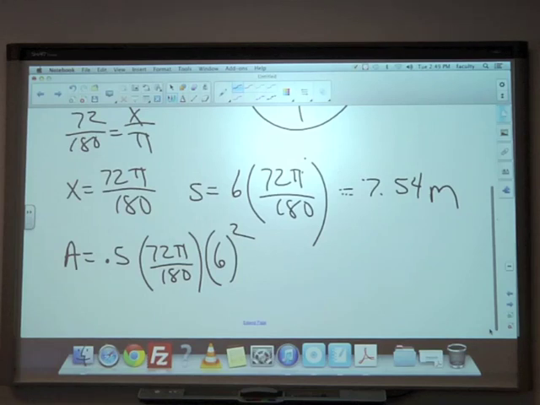Did we say how we got the 0.5? It's part of the formula. Oh, okay, gotcha. Oh yeah, okay, half. Gotcha.